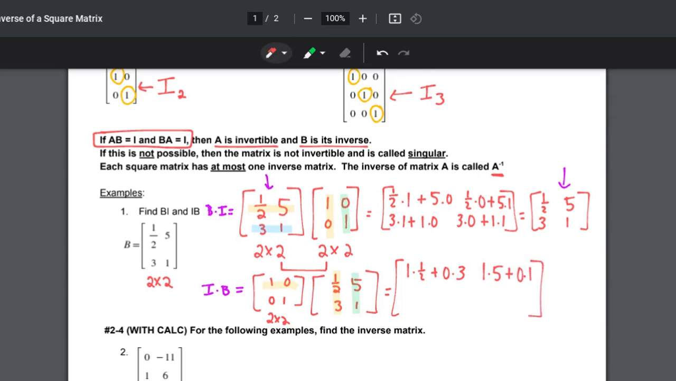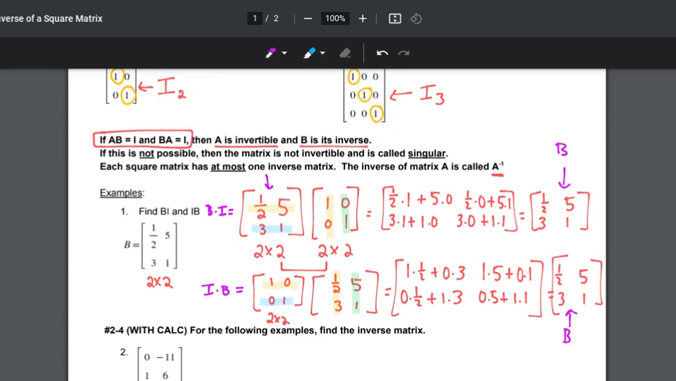And then we're going to move on to the second row. So 0 times 1/2 plus 1 times 3. Then we continue to distribute the second row, 0, 1, to the 5, 1. So that's 0 times 5 plus 1 times 1. All right, so if we simplify that, we get 1/2 plus 0, that's 1/2. And 5 plus 0, that's 5. And then 0 plus 3, which is 3. And 0 plus 1, which is 1. All right, so if you notice, this is matrix B yet again.